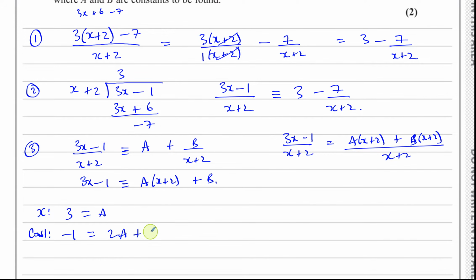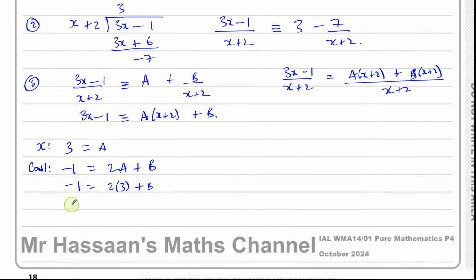2a plus b. And we know a is 3, so you have minus 1 equals 2 times 3 plus b. So minus 1 equals 6 plus b. So b is equal to negative 7. So we end up with 3x minus 1 over x plus 2 is equal to 3 minus 7 over x plus 2.